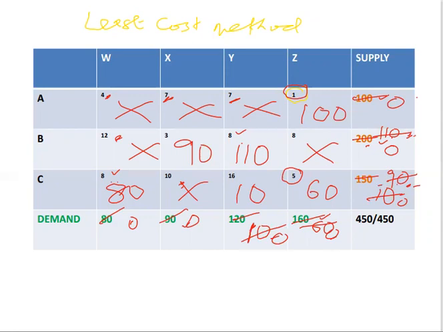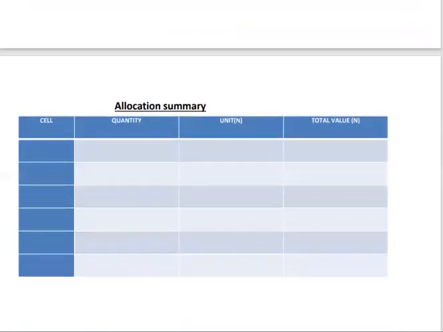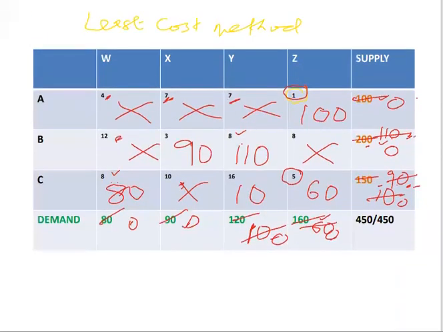Now, from this, you will need to write out this allocation into a table this way. Bring them out in a table. The first allocation was AZ. What is the quantity? 100. At what price? 1 naira. That gives us 100. This is cell A, and here we made allocations BX, BY, CW, CY, CZ. So write them out in a table.